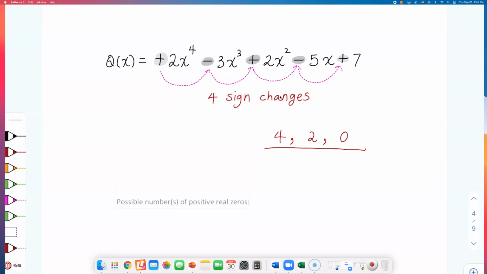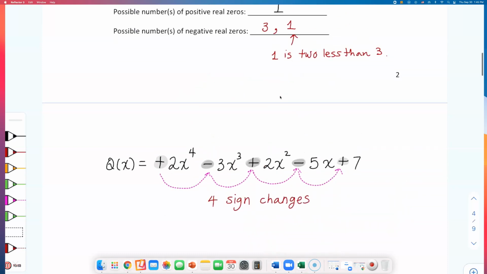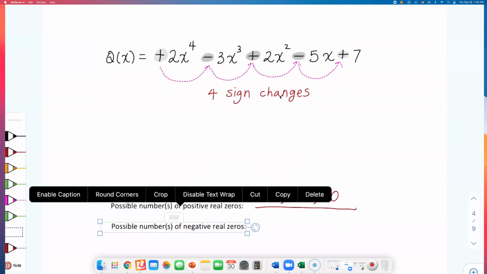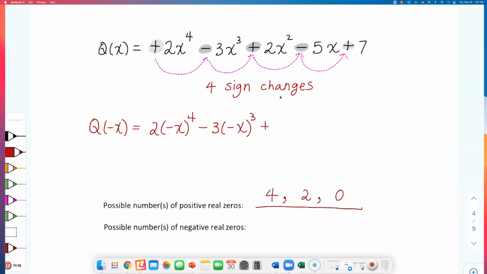All right, hold on 1 second. Let me make some room real quick. Okay, that's good. And I need to copy this blank to write my answer. Okay, so to find the possible number of negative real zeros, what do you have to find first? Q of negative x. So I need 2 times negative x to the 4th, minus 3 times negative x cubed, plus 2 times negative x squared, minus 5 times negative x, plus 7.